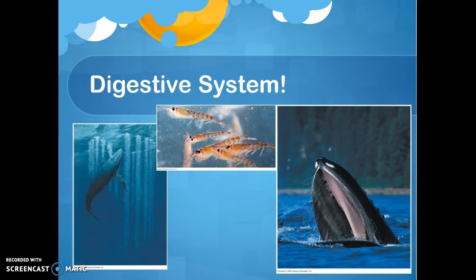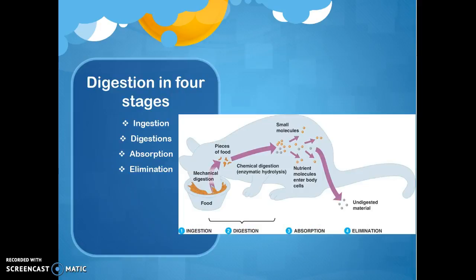All right, in this video, we're going to review the digestive system. So we're going to go through this PowerPoint really quickly, just hitting the high notes. What are the important things that you need to know about the digestive system? First, digestion happens in four parts.